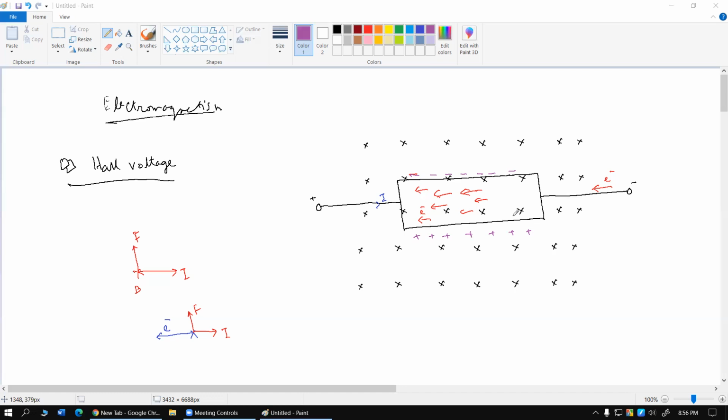Can you see the similarity with the idea of the induction process of static electricity over here?